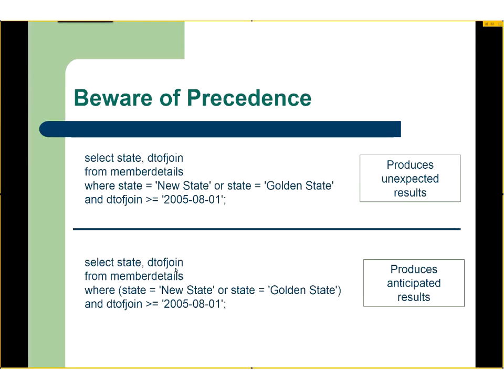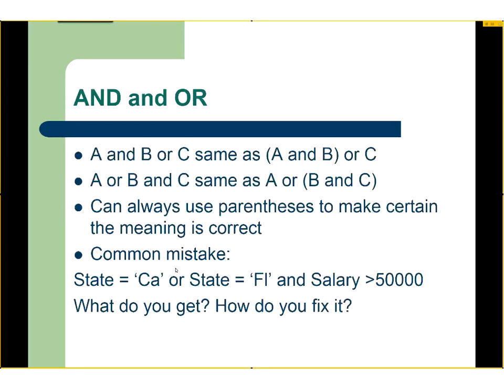So, if we look at this top one, beware of precedence. You're actually going to get anybody in Golden State that joined after August 1st, or all the people in New State no matter when they joined. That's probably not what you wanted. You probably wanted the people that joined after August 1st that were in one of the two states. And so notice the bottom one of this, you put the parentheses in there, and then it works out.